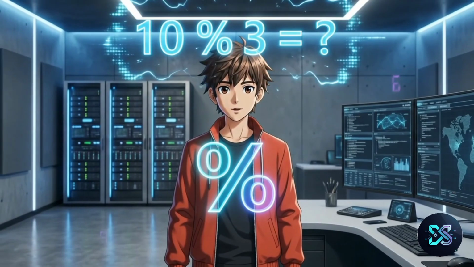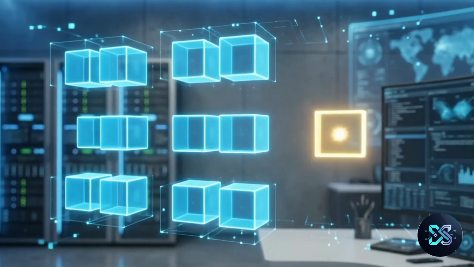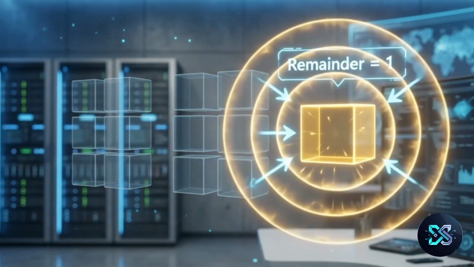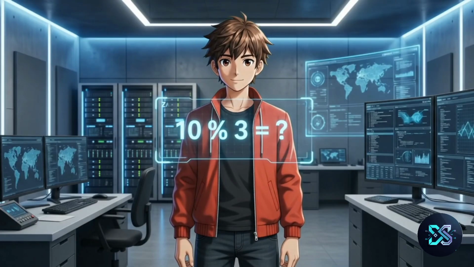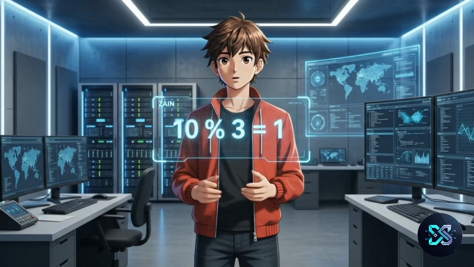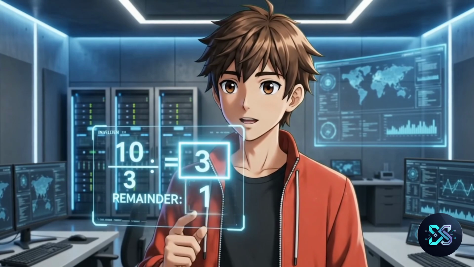The modulus operator uses the percent symbol. It returns the remainder after division. 10 modulus 3 equals 1, because 1 is the remainder.